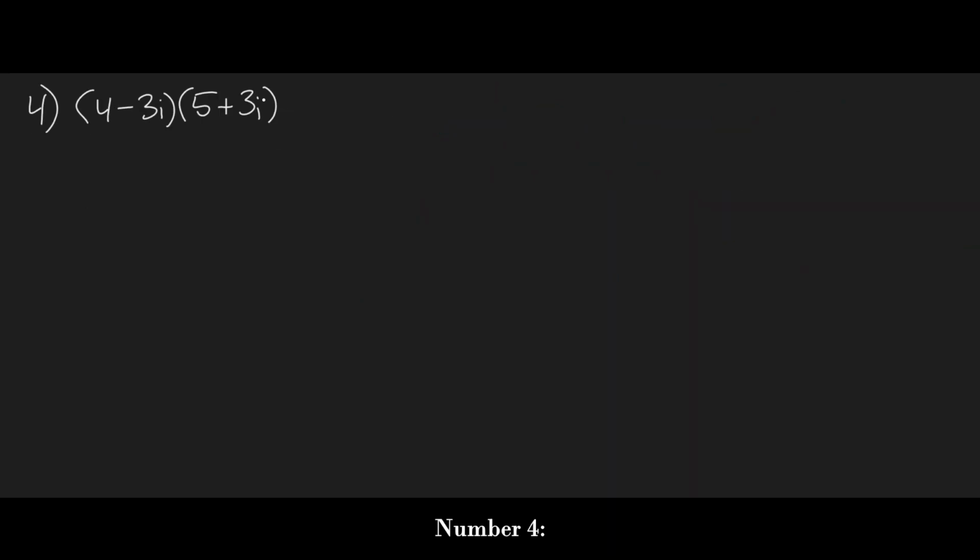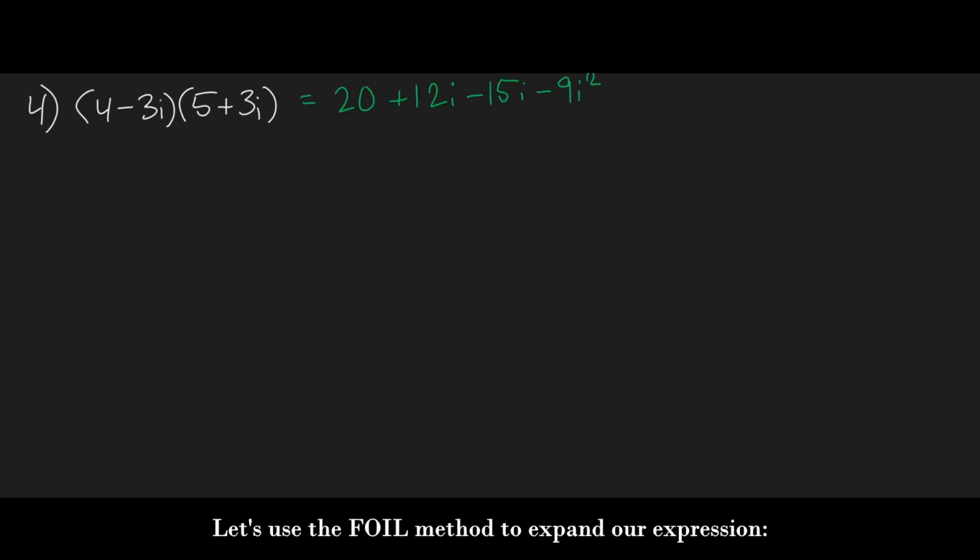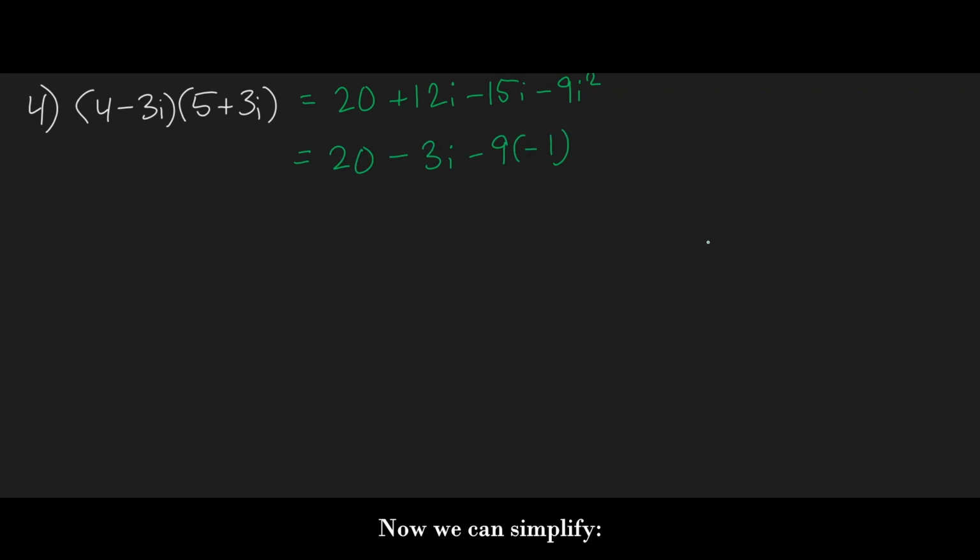Number 4. 4 minus 3i times 5 plus 3i. Here we have a product of two complex numbers proper. Let's use the FOIL method to expand our expression. 20 plus 12i minus 15i minus 9i squared. Now we can simplify. 20 minus 3i minus 9 times -1, which equals 29 minus 3i.